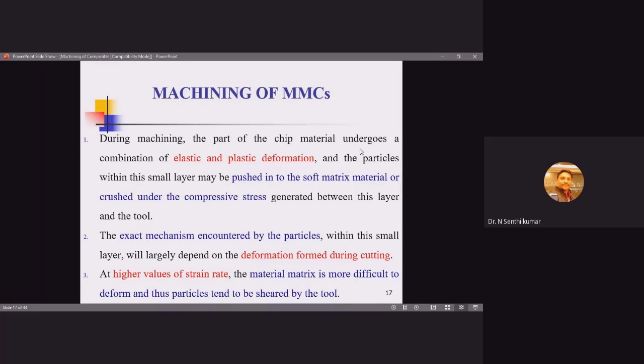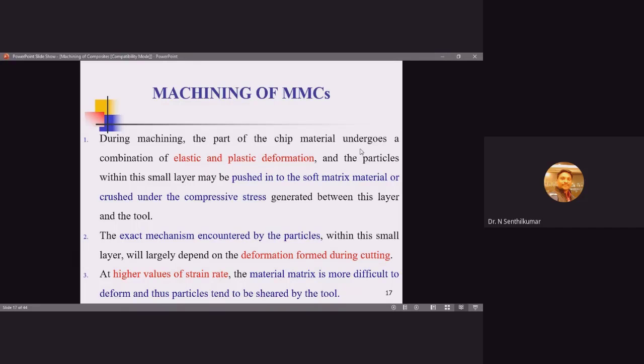So at high values of strain rate, you know, change in dimension... everyone knows strain. What is strain? Change in dimension divided by original dimension. Strain rate is with respect to time, how much the dimension is going to change, right? So at high values of strain rate, the matrix material is very difficult to deform. So it will not deform at all at higher strains, right?